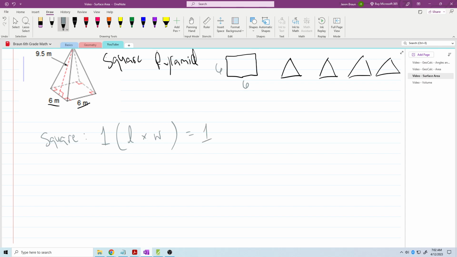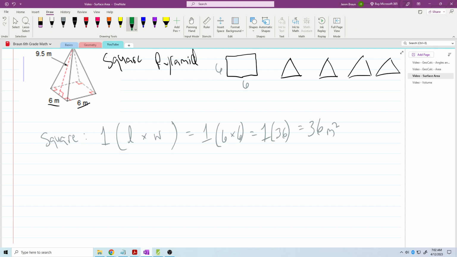So 1 times 6 and 6 equals 1 times 36 equals 36. And again, units matter, but I won't ding you on it. Meters squared. Nice, I already know my square. Now I'm close to finishing this one out here. I just got to dissect my triangles a little bit from this drawing here.